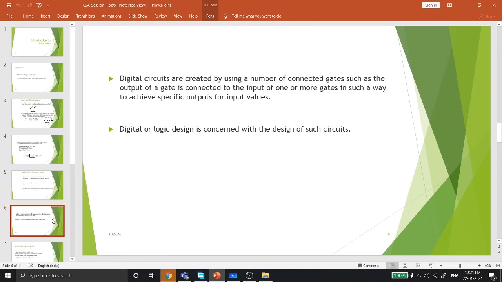Digital circuits are created by using a number of connected gates, such that the output of a gate is connected to the input of one or more gates in such a way as to achieve specific outputs for input values. A computer is actually a huge collection of logic gates. There are millions of logic gates connected, where the output of one is connected to the input of another, and so on.